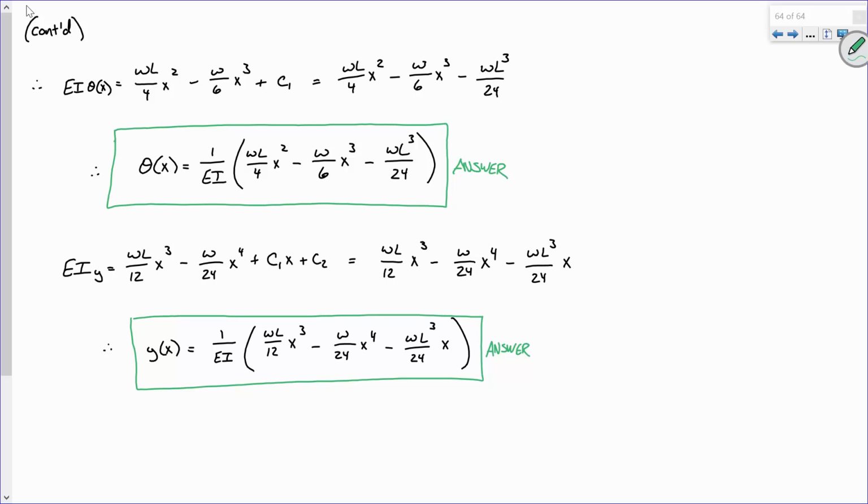So far, so good? Now, let's be clear about what these represent, okay? These represent the deflection and slope of this beam. Let's just use our noggins a little bit, okay? I have a beam that looks something like this. Okay, here's the beam.